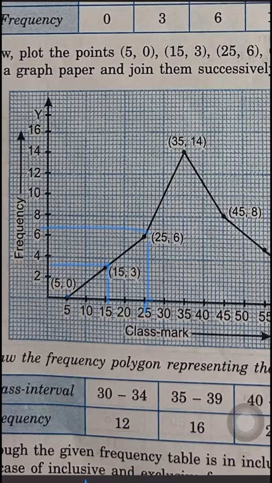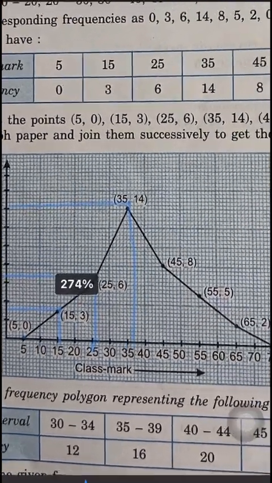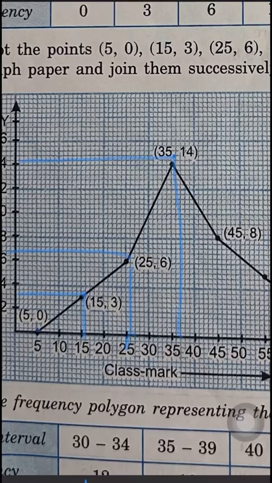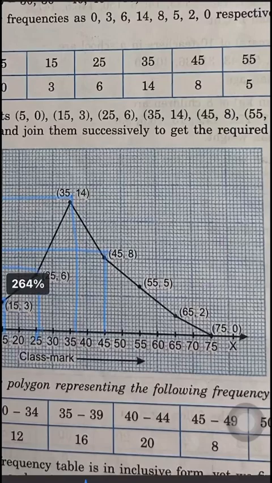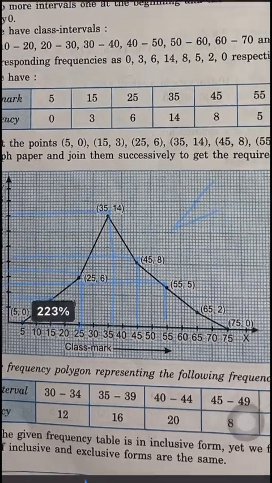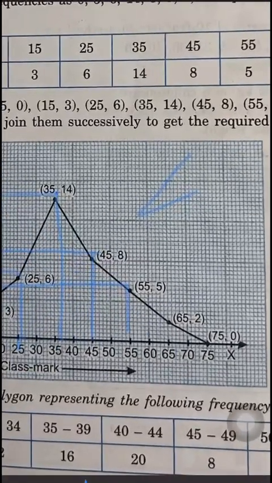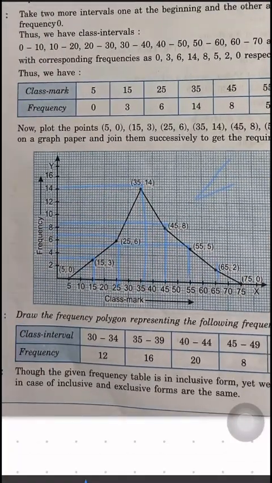So just do this. Then we have 35 and 14. So 35, then we have 14. The next is 45 and 8. So 45 and then from 8 you get this. And then 55 and 5. 55 and then 5 would be this. And then finally, 65 and 2. So 65 you have this and 2 would be somewhere here. So it would be here.